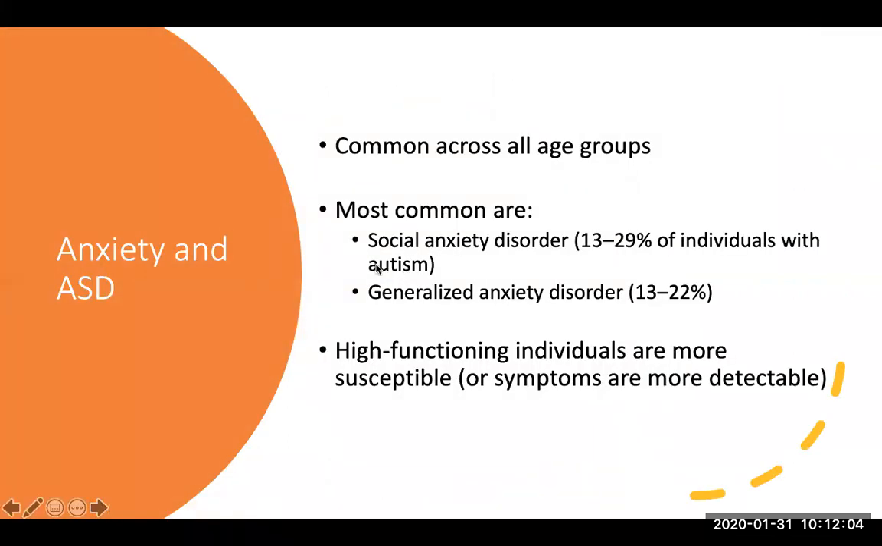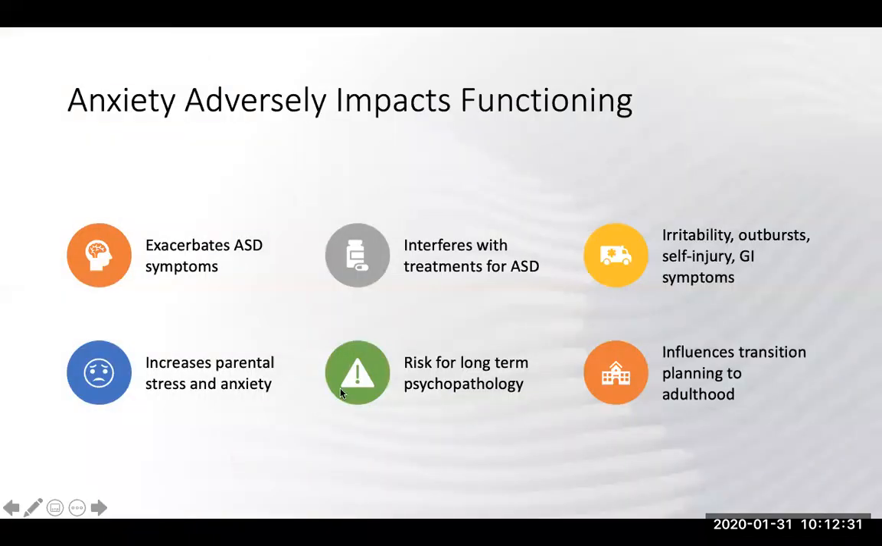So the most common anxieties are social anxiety disorder and generalized anxiety disorder. Something to keep in mind is that the high functioning individuals are the most susceptible to anxiety problems. The older they are, the higher the prevalence for anxiety and mood. Something I want to say is there are some kids that are not high functioning that still have anxiety.